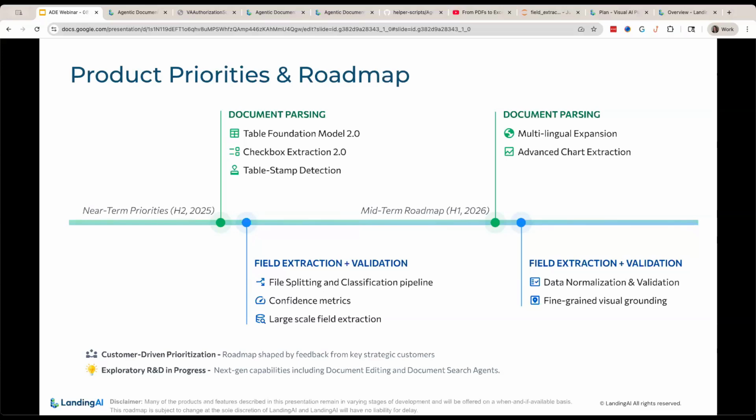Great answer. Did you say that it is possible with ADE to prepare the data to be inserted in a database?